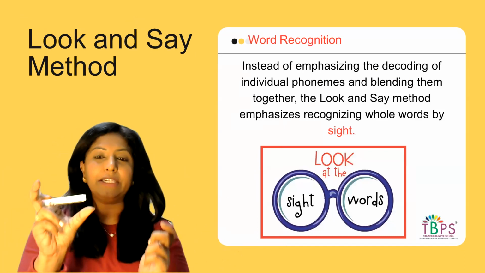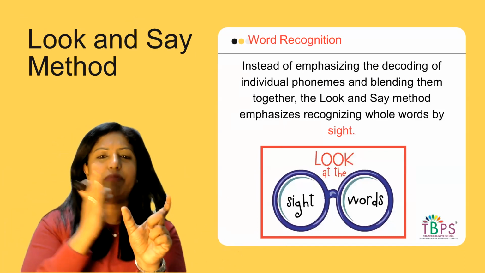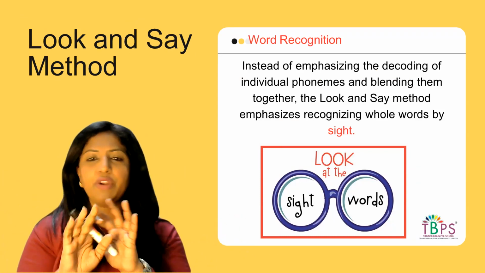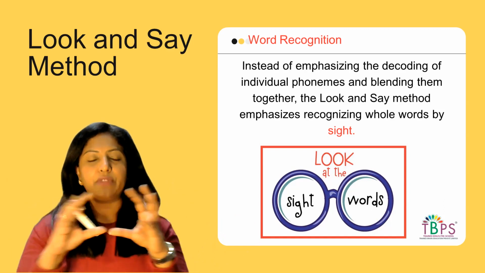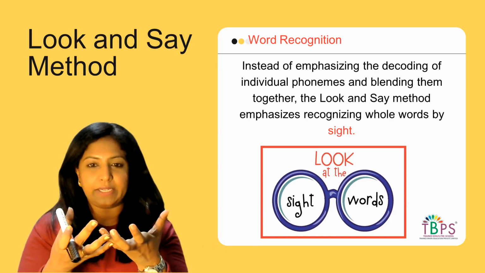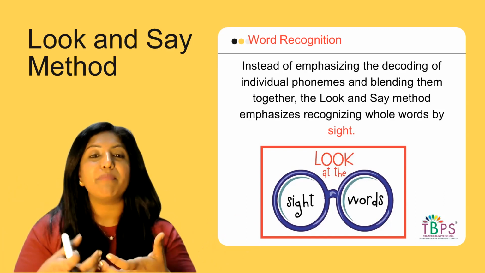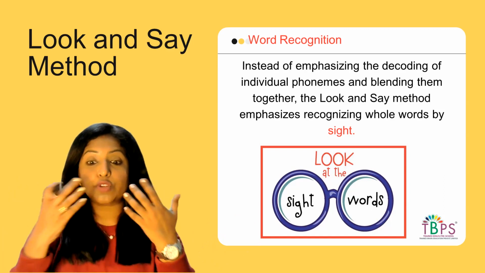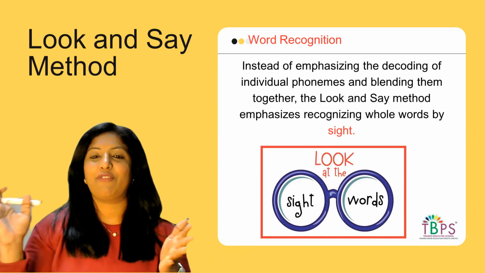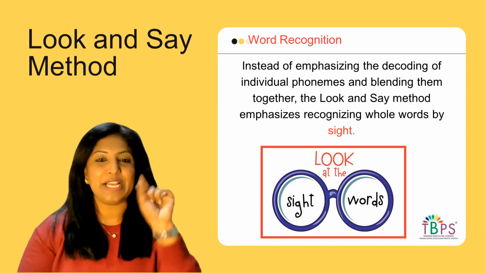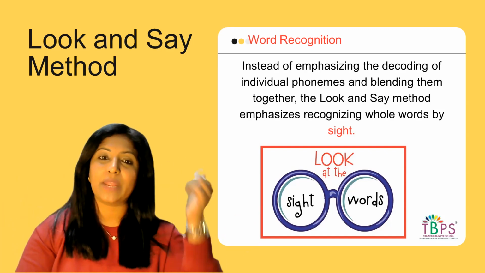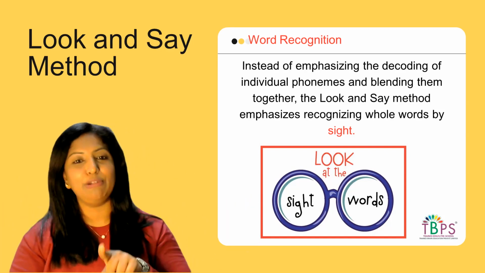So when we give a word in this method, instead of breaking the word into individual phonemes and blending them together, we don't do all this. We recognize the word completely as a whole word. You learn it by heart, or you memorize the word itself, or you just look at the word and recognize it. We don't do any phonetic way of learning. This is something that you have to understand, and this is the major difference between the phonic method and the look and say method.